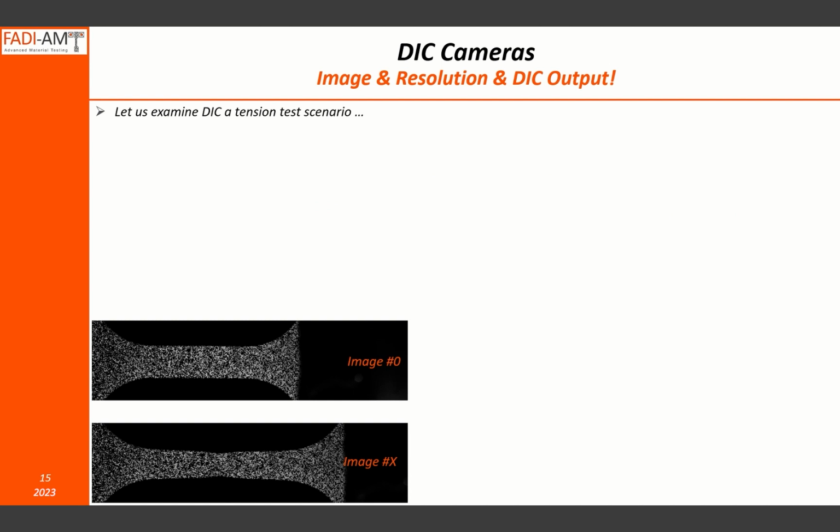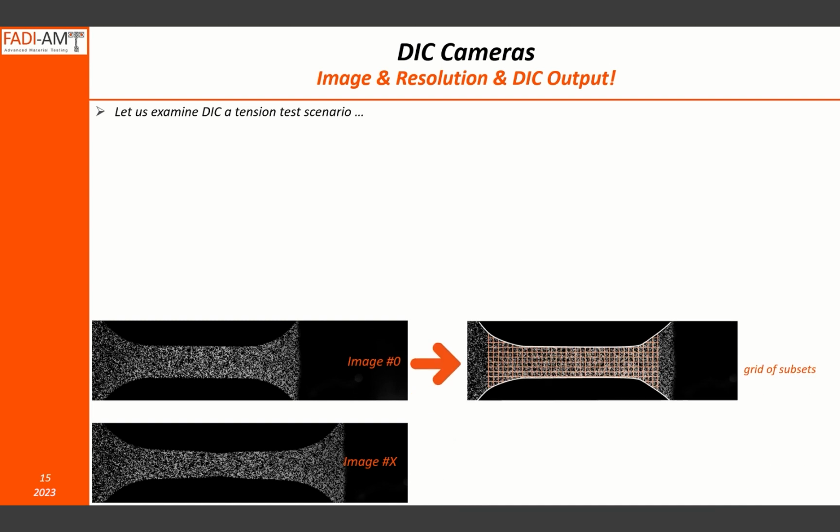So let's examine a DIC case for a tension test. You can see here the images at the bottom. Image 0 is the reference image, and I have some deformation happening, and I took an image X at a certain point after the sample has deformed. Now, from a DIC perspective, what do I do with this? Technically, you're supposed to take that image, especially the reference image, and mesh it, or basically divide it into specific discrete points.